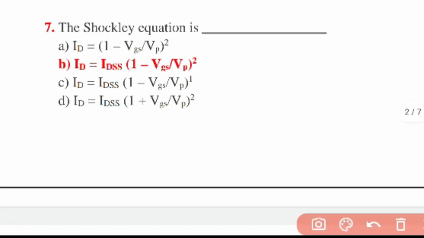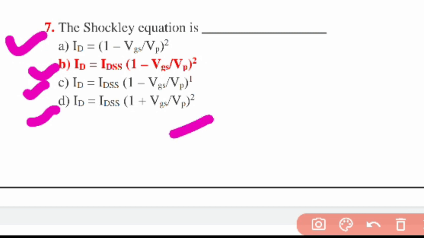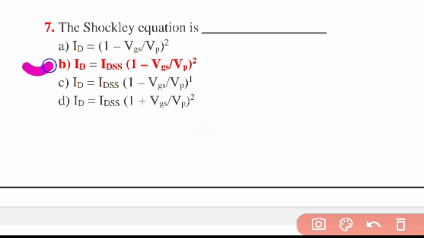Question number 7, the Shockley equation is? Option A ID is equal to 1 minus VGS upon VP whole square. Option B ID is equal to IDSS times 1 minus VGS upon VP whole square. Option C ID is equal to IDSS times 1 minus VGS upon VP. And option D ID is equal to IDSS times 1 plus VGS upon VP square. Then the answer is B, ID is equal to IDSS times 1 minus VGS upon VP to the power of 2.